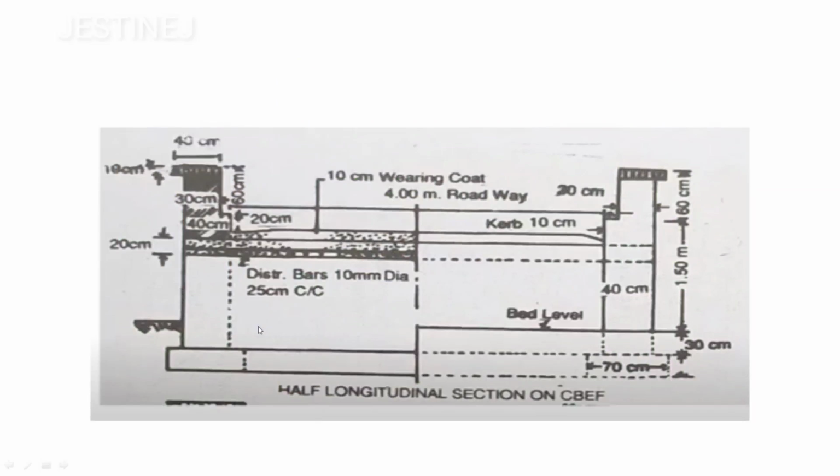From this we will observe how you got those values, the height, depth, likewise all values. Here you can observe that the height is going to be 0.3. How you got that value: 20 centimeter is here, and over that a 10 centimeter wearing coat is provided. So the height is going to be 20 plus 10, so 30 centimeter, and the width is mentioned here, that is 40 centimeter. So that is regarding the breadth and height.